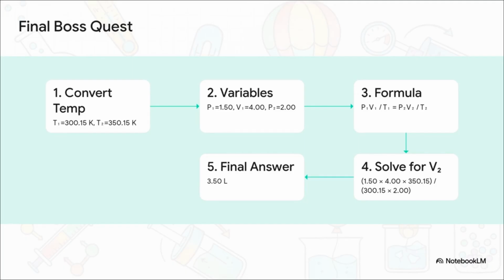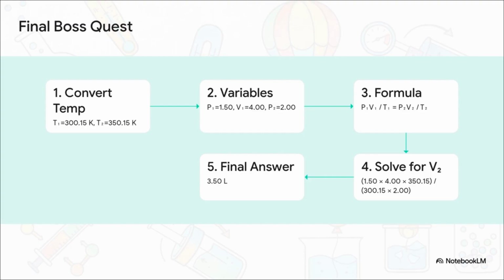Final boss quest. We start with 4 liters of gas at 1.5 atmospheres and 27 degrees Celsius. Then, the conditions change. The pressure goes up to 2 atmospheres, and the temperature jumps to 77 Celsius. We need to find the new volume. What's the very first step? You know it. Convert those temperatures to Kelvin.